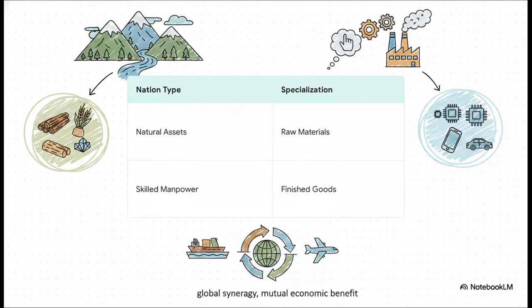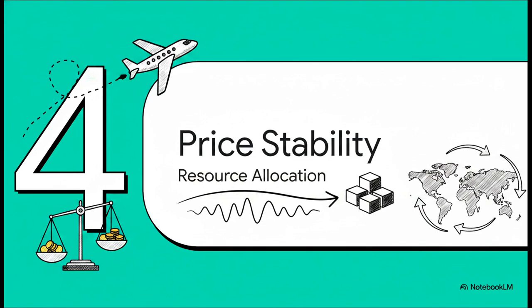And this efficiency creates a brilliant global synergy. On one hand, you have nations with rich natural assets that naturally specialize in exporting raw materials, like agricultural products or minerals. On the flip side, countries equipped with highly advanced, skilled manpower focus on technical manufacturing to produce finished goods. Folks, this isn't a zero-sum game. The global division of labor ensures that these wildly different nations perfectly complement each other for mutual economic benefit. All right, moving right along.